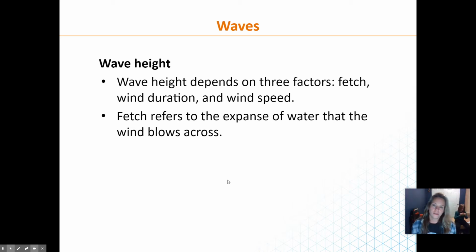And then wind duration: how long does it last? Is the wind blowing for hours or just for minutes? And then you've got wind speed. Is it blowing really fast or really slow? So waves depend on those three things. This is why in the ocean, or any bigger body of water, you're going to have bigger waves, because you've got a bigger fetch and potentially more duration of wind, and then, of course, wind speed.